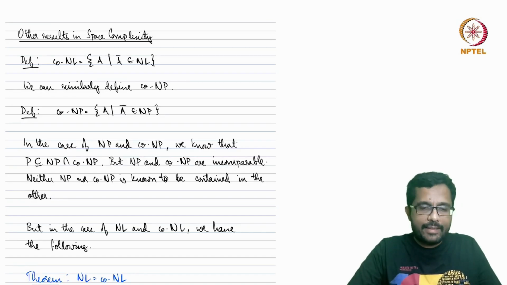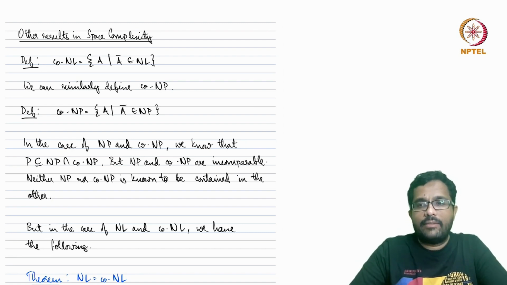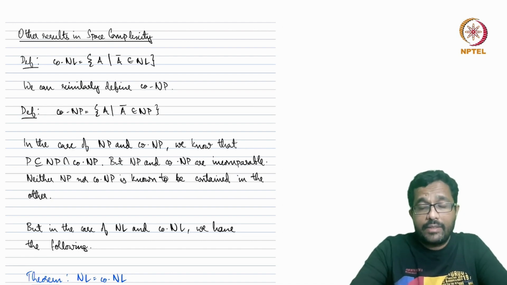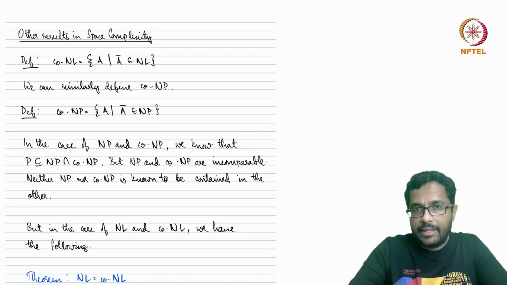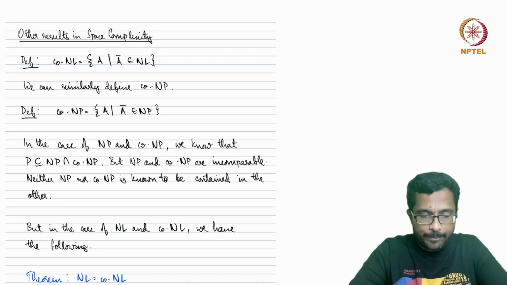Hello and welcome to lecture 60 of the course Theory of Computation. In this week 12, we have been seeing various aspects of space complexity. First, we defined space complexity. We saw the relation and connection between space complexity measures and time complexity measures. Then we saw NL completeness, right? Then we saw Savitch's theorem in the previous lecture.